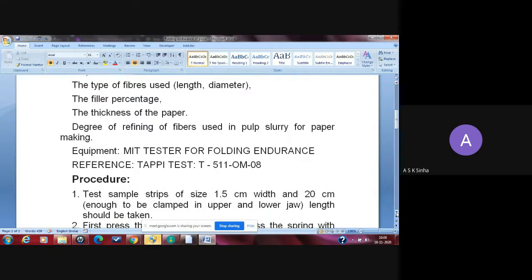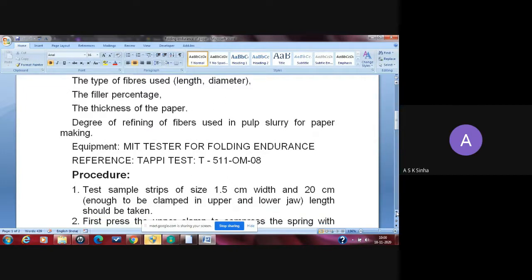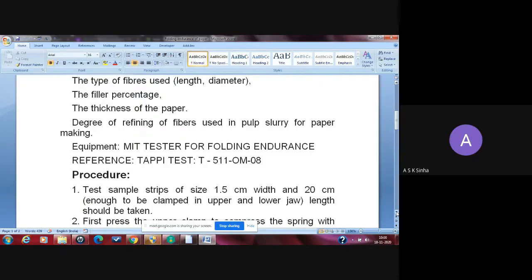And another third important parameter is the filler percentage. Fillers, like inorganic chemicals, are inert materials not reacting with other chemicals, but generally they provide high optical brightness, high opacity, smoothness. But again, the negative point is that fillers will be interfering with the fiber to fiber bonding and reducing the strength properties. Again, the folding endurance will reduce with the increase of the filler percentage.